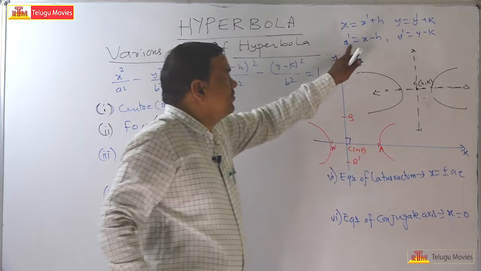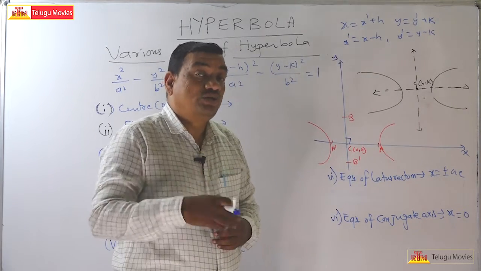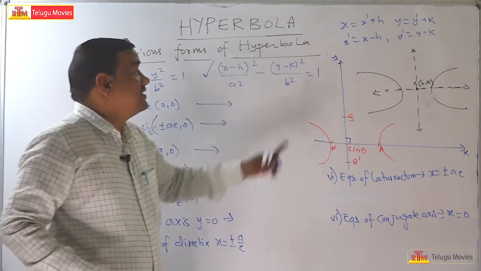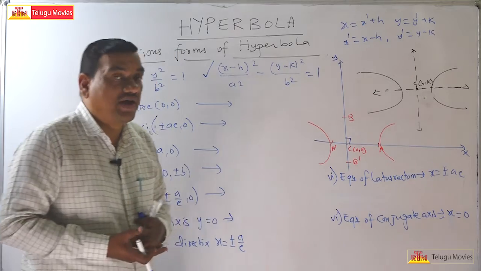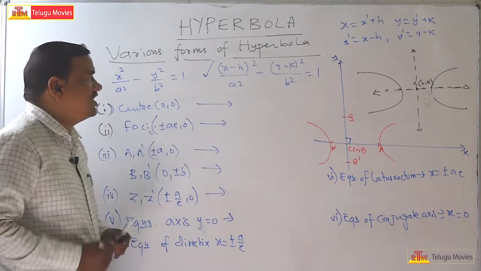So if you want to find the transformed coordinates, that is x dash and y dash, then in place of x dash you have to keep x minus h, and in place of y dash you have to keep y minus k, then you will get the transformed equation. So this is the transformed equation.